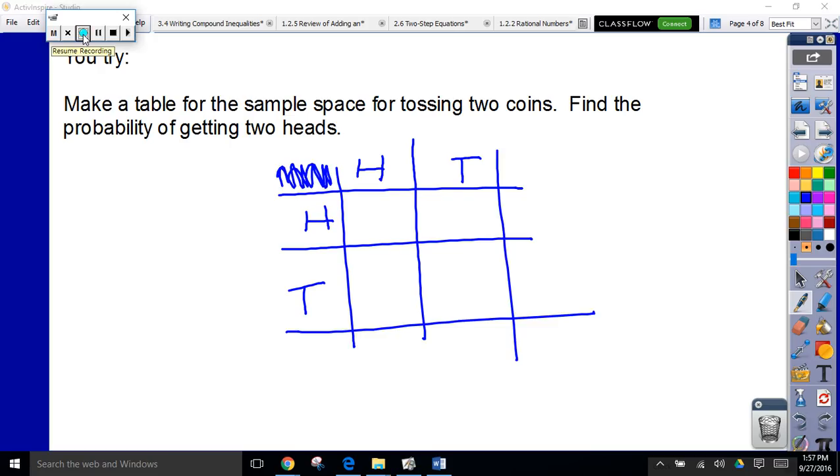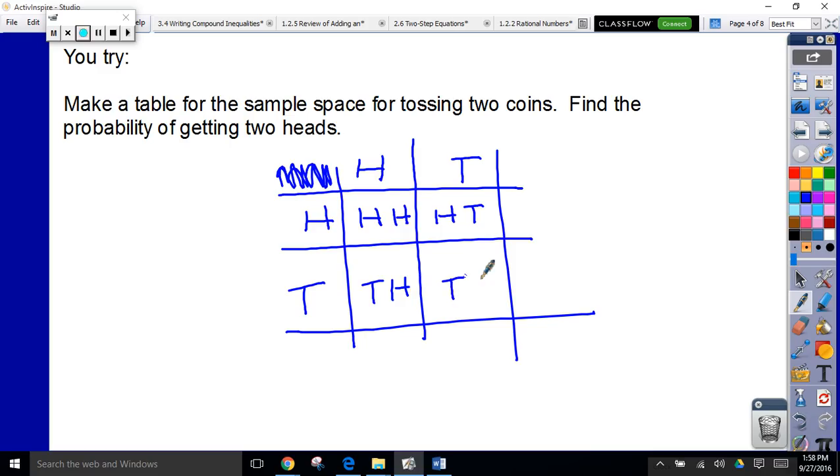Okay, so what would go in this first square up here? Thomas. Heads, H. Good. Hannah, what would I put here? Good, I'm taking my H from over here, my T from up here, so I have H, T. Akasha, what would I put here? Good, TH. And Ben, what would I put here?